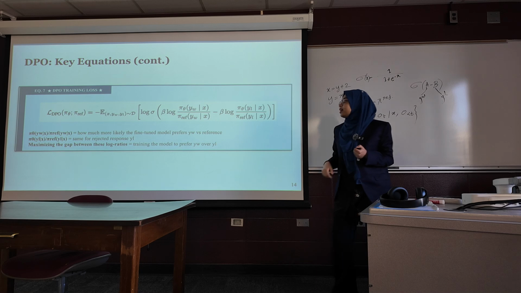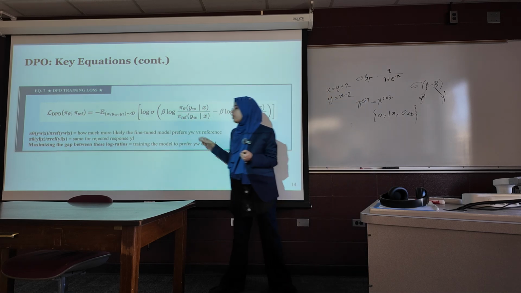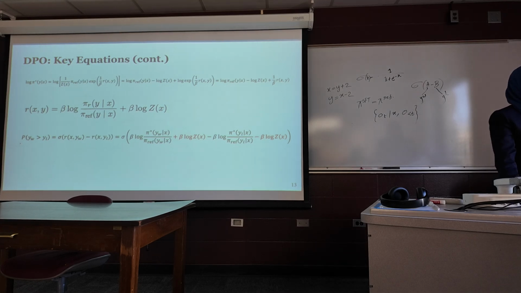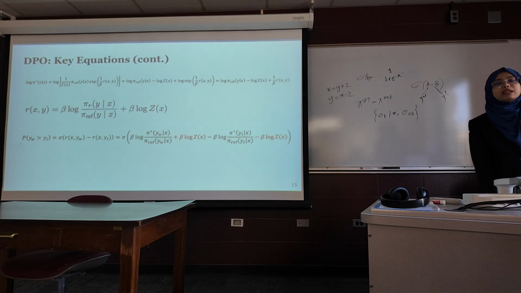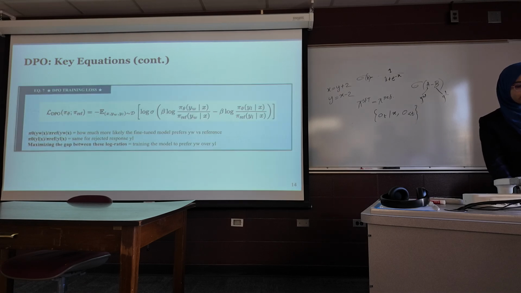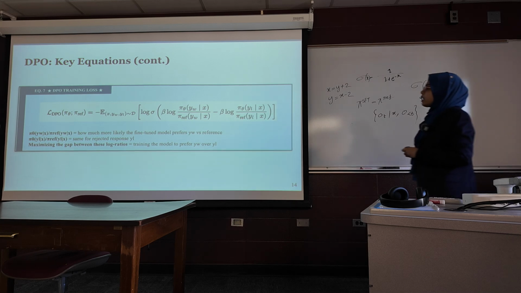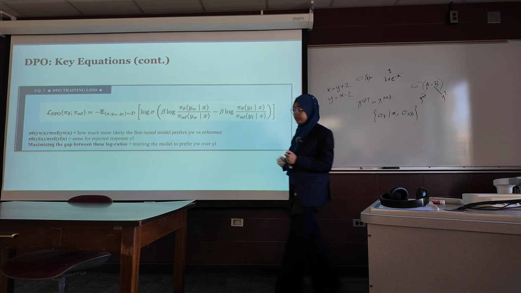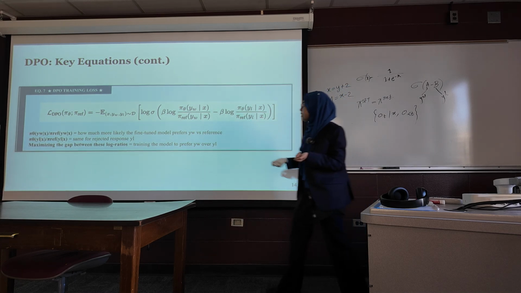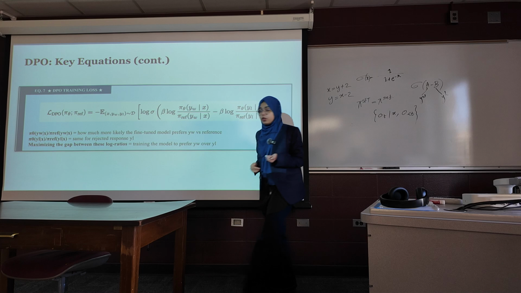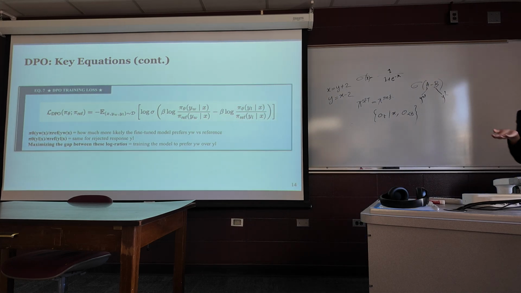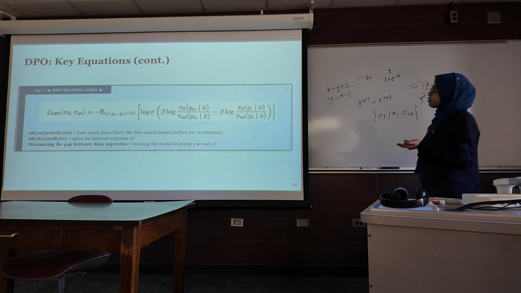How? Because this ratio is actually a reward score. So you are not eliminating the concept of reward, you are just eliminating the concept of explicitly training another reward model. The log ratio is just how much more likely the fine-tuned model, the model you are trying to optimize, the pi theta, prefers YW versus your reference model. And you want to maximize this gap as much as you can.